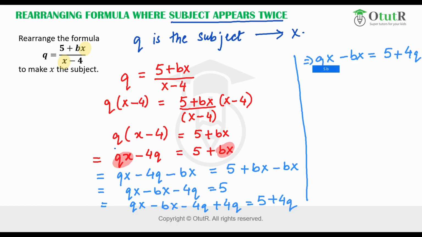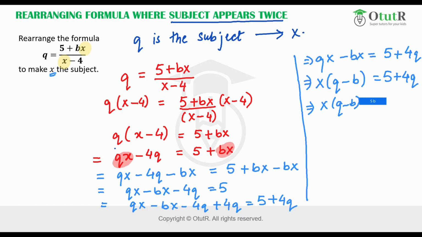After this, can you see that on the left side, x is present in both the terms? So we can easily factorize the x out and we are left with x times q minus b equal to 5 plus 4q, right? Okay, done. Now I want to make x the subject, right? So what I'm going to do, I'm going to simply divide by q minus b on both sides. So let's divide by q minus b on both sides.